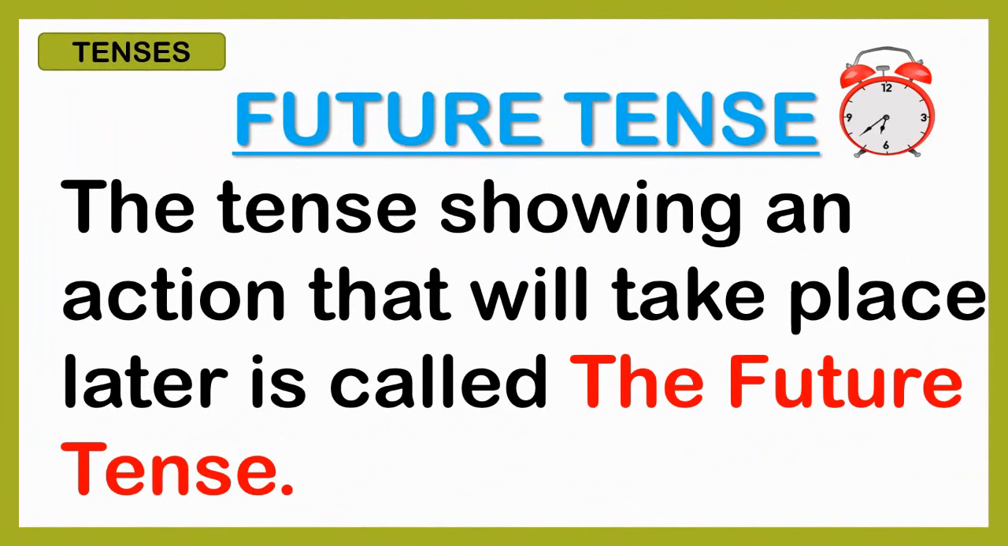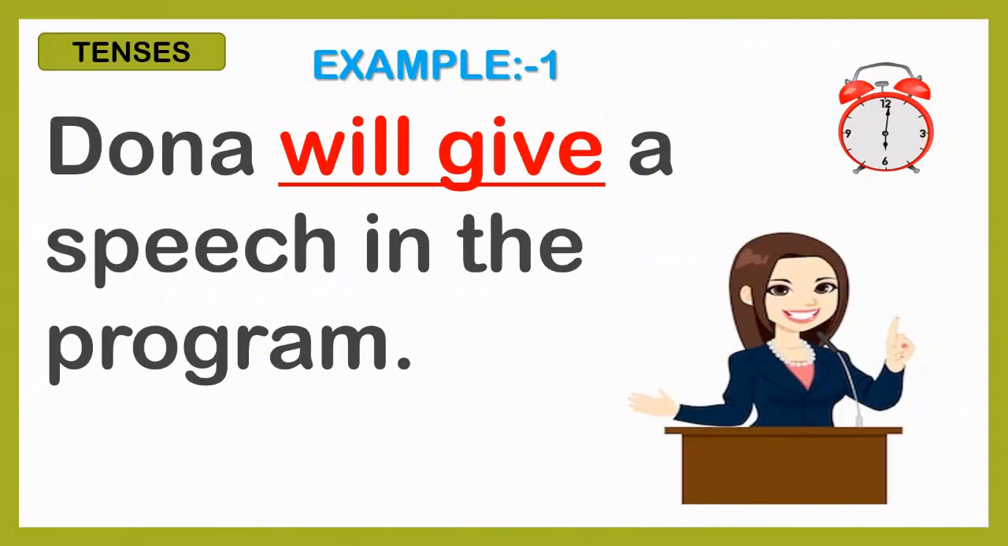Students, now we will study the future tense. The tense showing an action that will take place later is called the future tense. Students, now let's see the example. Donna will give a speech in the program. So children, in this sentence, the verb will give indicates an action in future which is going to happen.